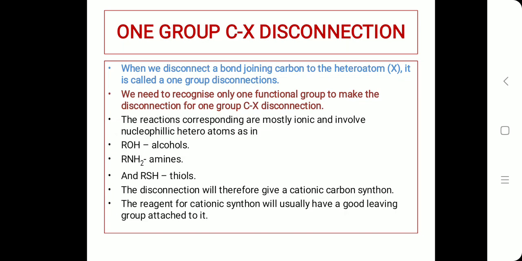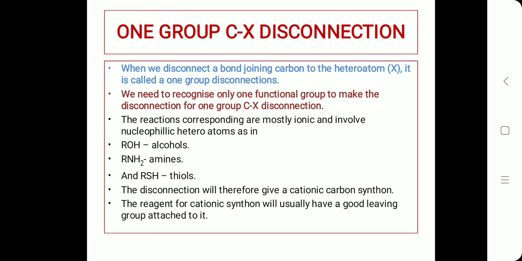Students, today we'll start to study one group C-X disconnection. When we disconnect a bond joining carbon to the heteroatom X, it is called a one group disconnection. We need to recognize only one functional group to make the disconnection for a one group C-X disconnection. The reactions corresponding are mostly ionic and involve nucleophilic heteroatoms as in ROH alcohol, RNH2 amines, and RSH thiols.